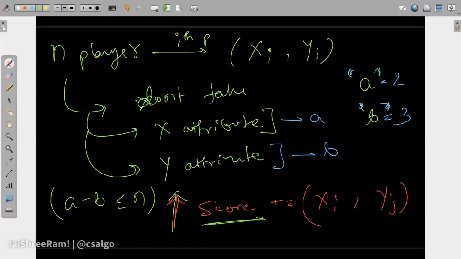So there are a plus b players in total in the team, right? a of them will get their x scores added, and b of them will get their y scores added, and you add all of them together, and that's the score that you're trying to maximize. For all those b's you take yi's, for all those a's you take xi's, and add them together. That's your score. Yes Vishesh, we can do this better than n squared. Of course, that is one step, but we can do better.